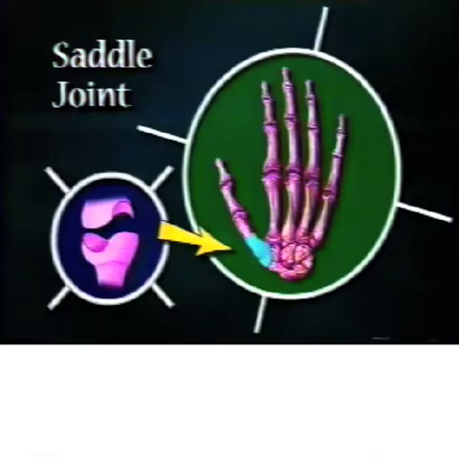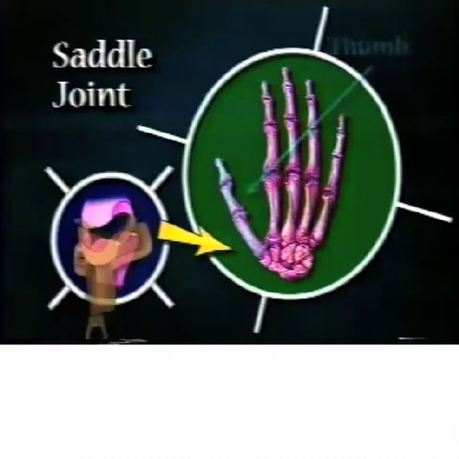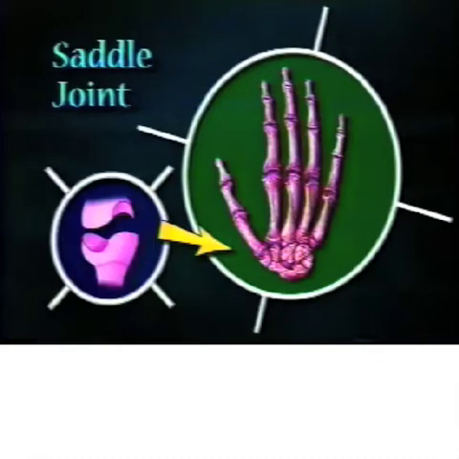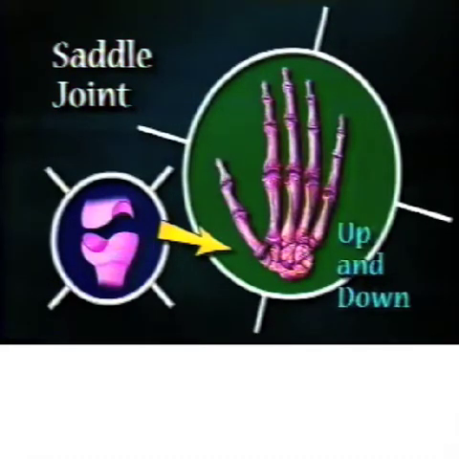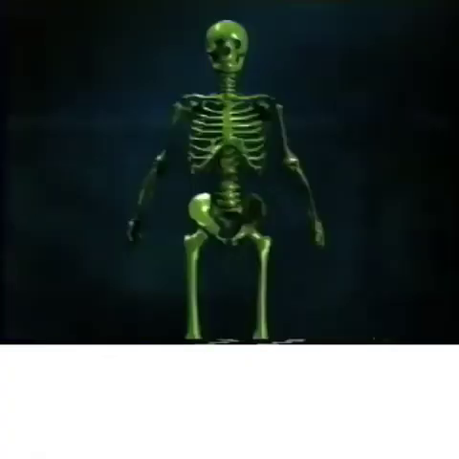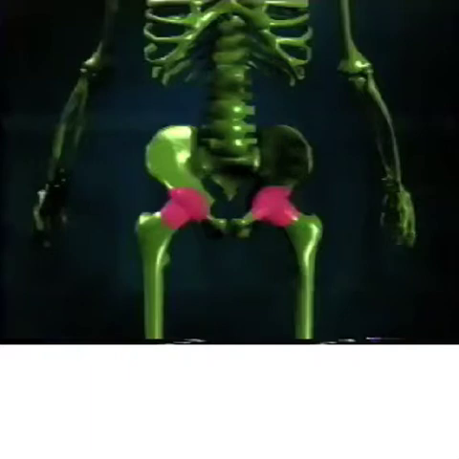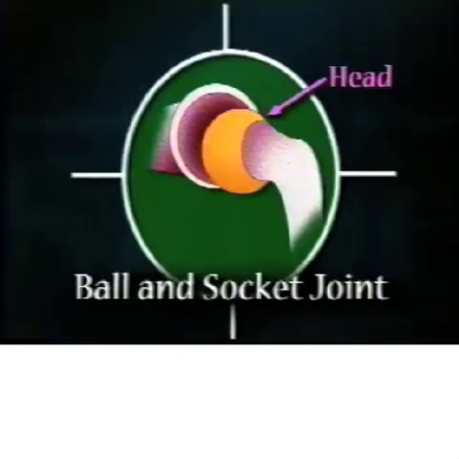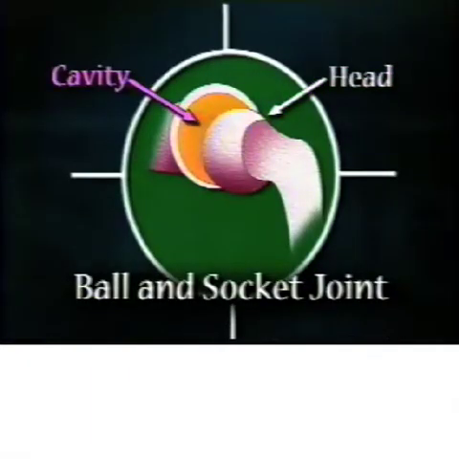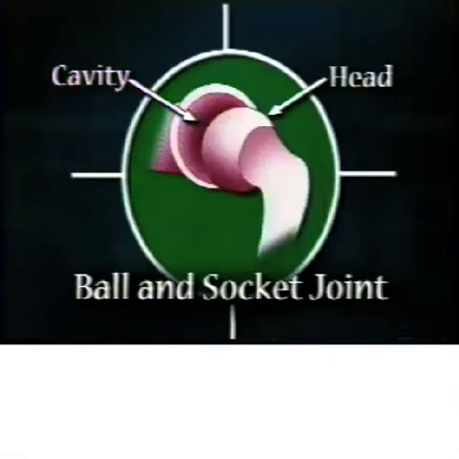The saddle joint is found in the thumb and, oddly enough, looks kind of like a saddle. The saddle joint allows for both up and down and side-to-side movement. You can find the ball and socket joint in both the shoulder and hip. It consists of a large spherical head that fits into a large concave cavity and allows for all types of movement, making it the most mobile joint.